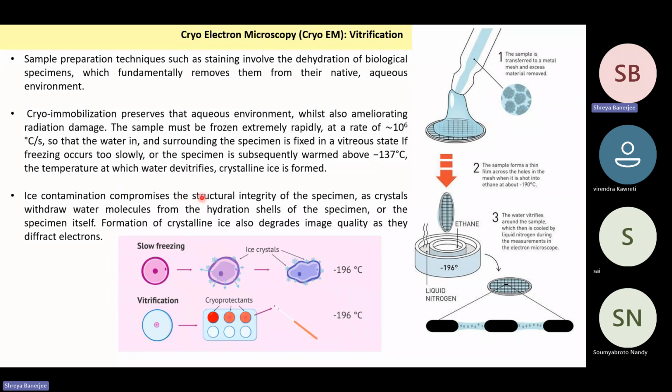Ice contamination compromises the structural integrity of the specimen, as crystals withdraw water molecules from the hydration shells of the specimen or the specimen itself, and it makes the structure of the cell collapse. Also, these ice crystals will degrade image quality because they diffract electrons. So what is needed is very rapid freezing at very low temperatures.